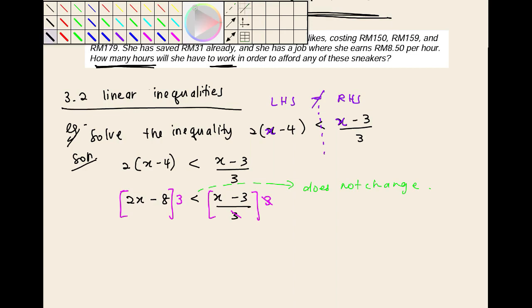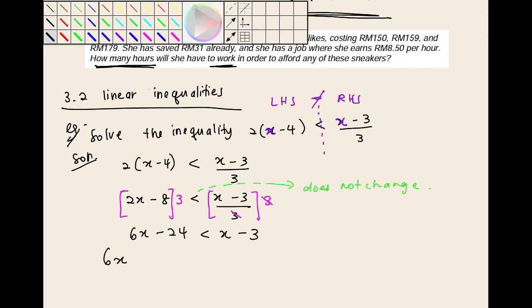Now we expand this. 2 times 3 is 6x minus 24 is less than x minus 3. So now we want x to be alone. I don't want this 24, so I want to get rid of this 24 on the left hand side.